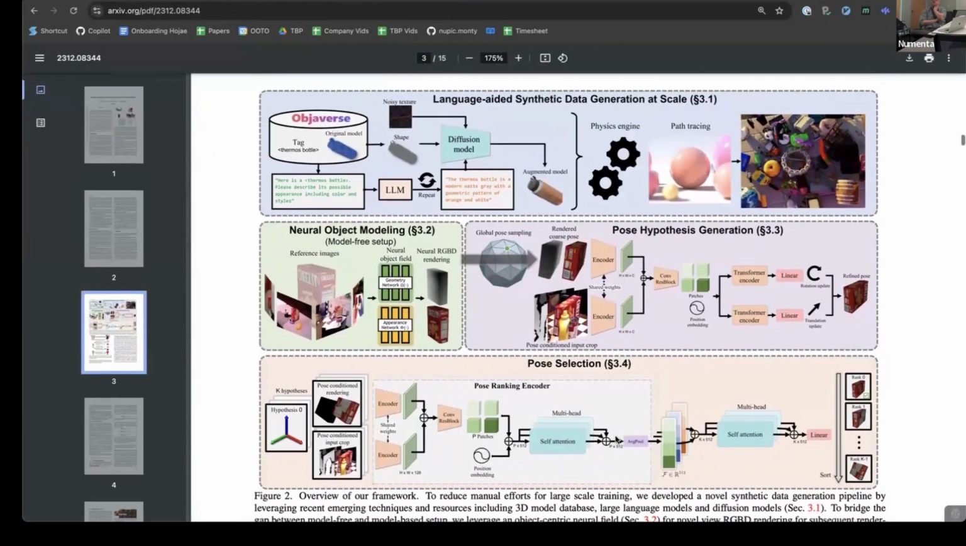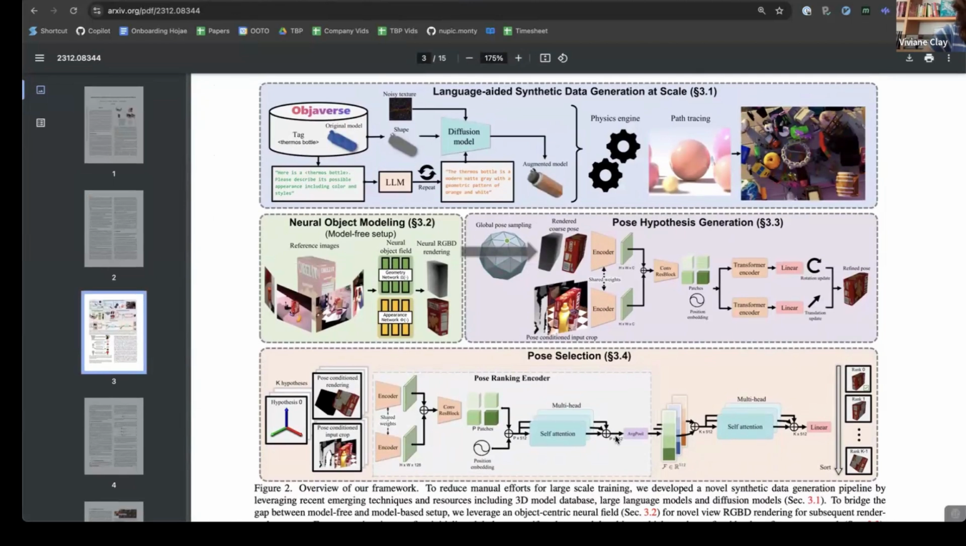There's so many things going on. Use language too. Okay. Yeah.